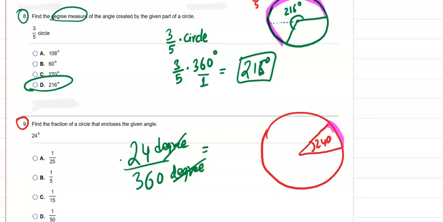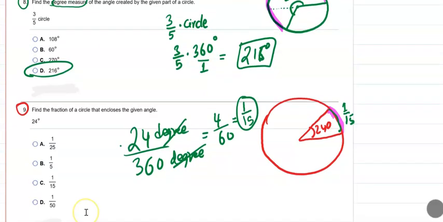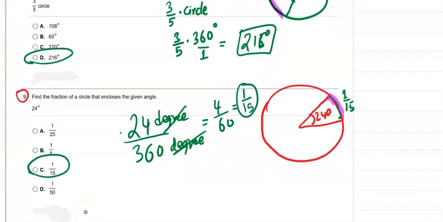You get 4 over 60, and you divide by 4 again, 1 over 15. So 1 over 15. Okay, 1 over 15. So this is 1 over 15 of the whole circle. As a fraction, 1/15 of the whole circle. And the answer is C, 1/15.